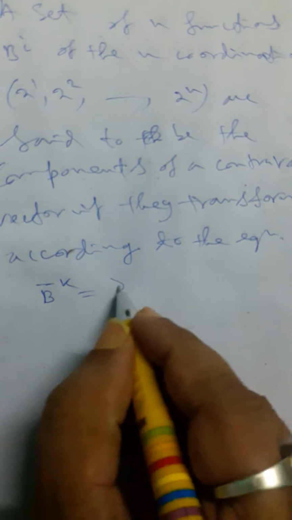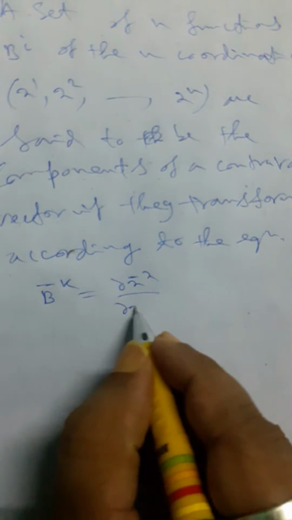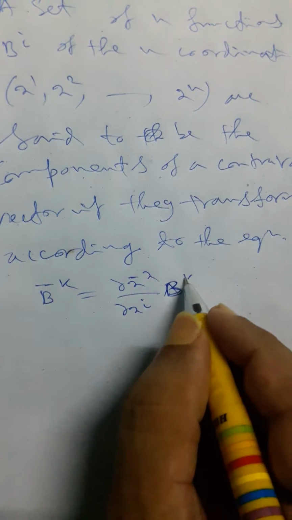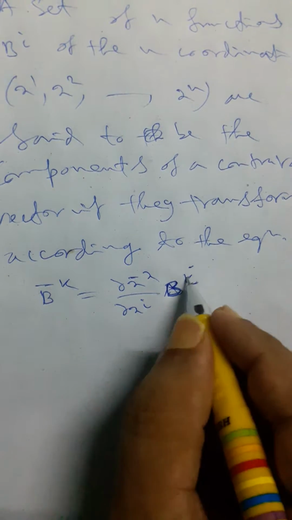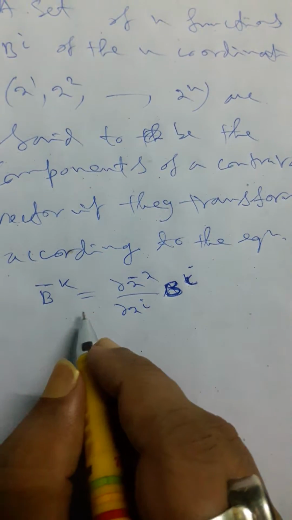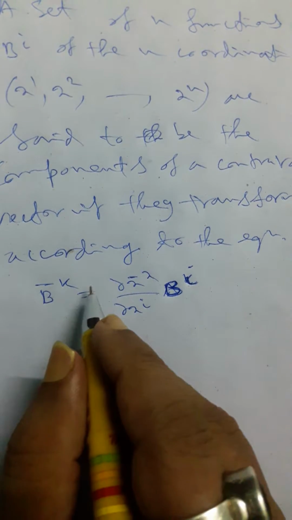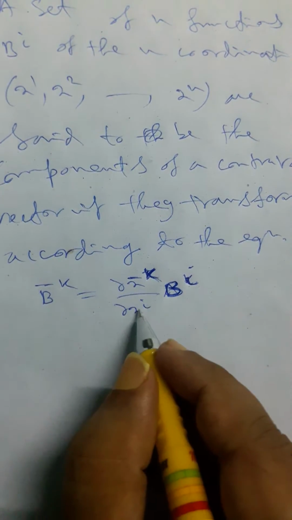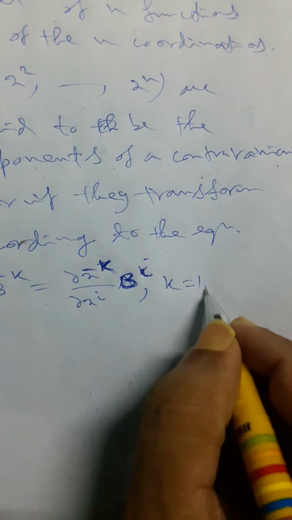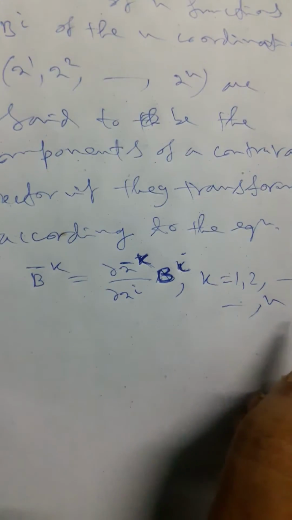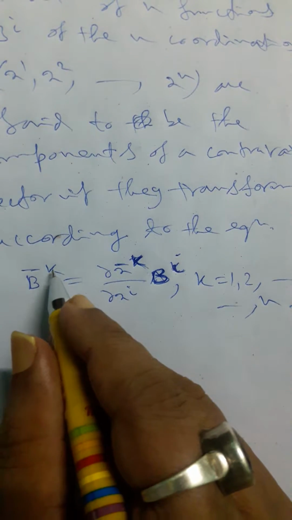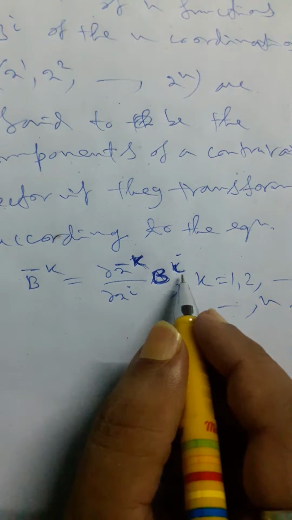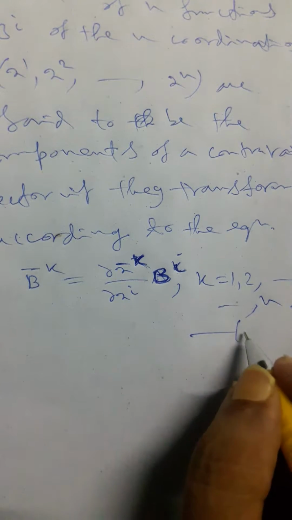b bar k equals del x bar k by del x i, b_k, not at all b_i. That means they follow the equations b bar k equals del x bar k by del x i, b_i, for k running from 1 up to n. That means for k equal to 1 we get b bar 1 and the corresponding components of i from 1 up to n in this way. Taking it as equation number 1.